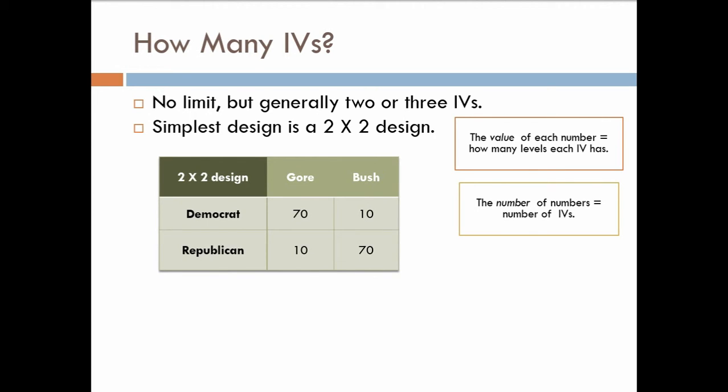Here's a 2 by 2 design. So we have Gore and Bush. We could call this the independent variable, who did you vote for? And then we have this independent variable, which I guess we could call voter registration, Democrat or Republican, right? So we've got voter registration by who did you vote for? And then we have our 2 levels on each variable. So this is a classic 2 by 2 design.